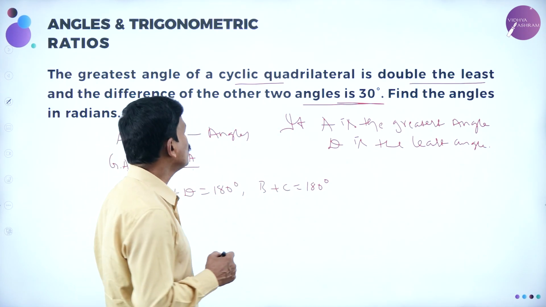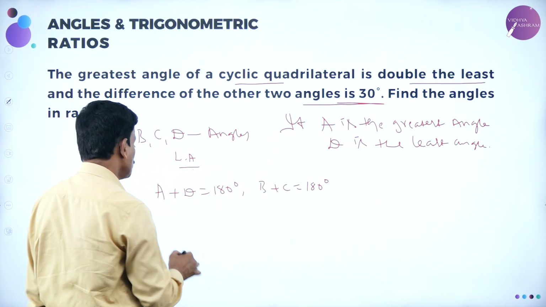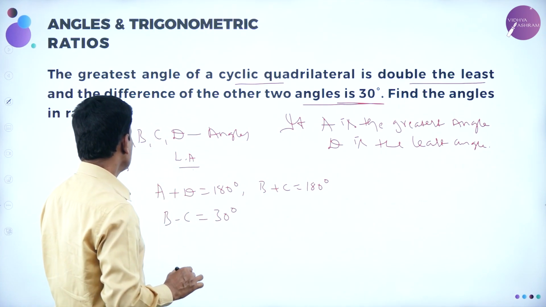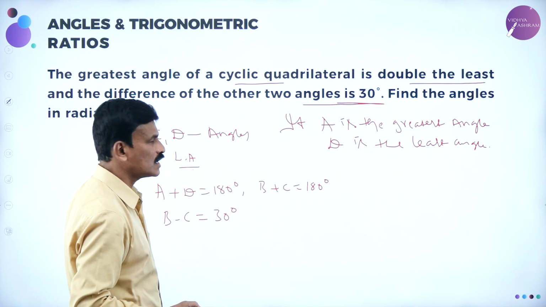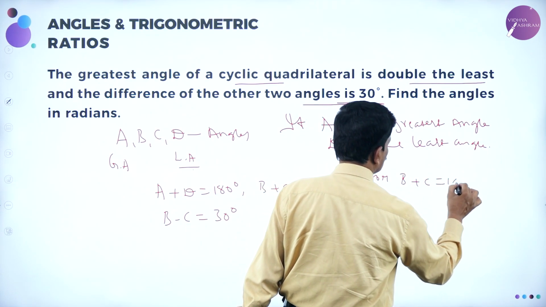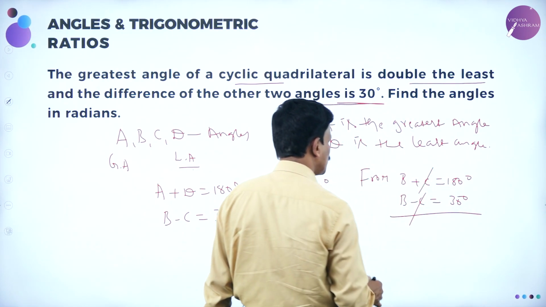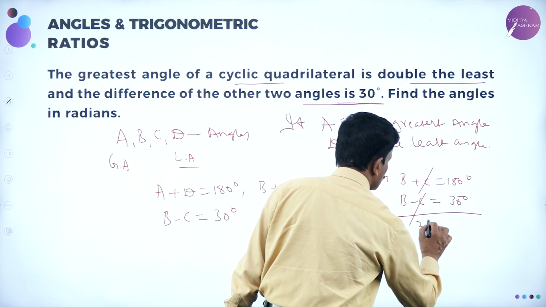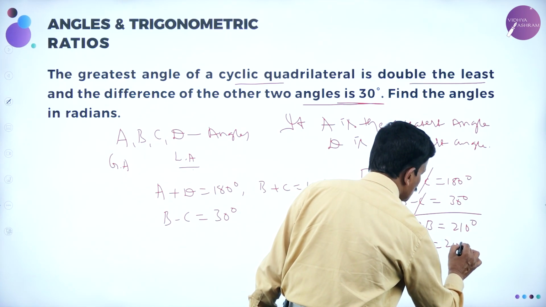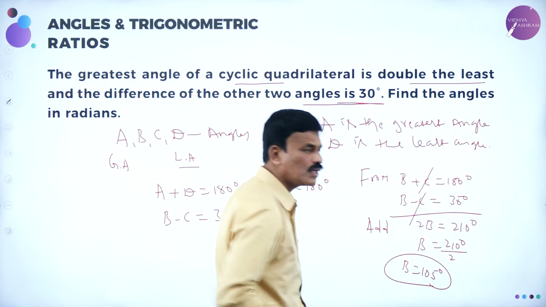Then what is the second condition given? The difference between the other two. What are the remaining two? If A plus D is equal to 180, the remaining two are B and C. B minus C is equal to 30 degrees. So from B plus C is equal to 180 degrees and B minus C is equal to 30 degrees, add them: minus C plus C gets cancelled, 2B is equal to 210 degrees. Therefore B is equal to 210 by 2, which is 105 degrees. B is equal to 105 degrees.